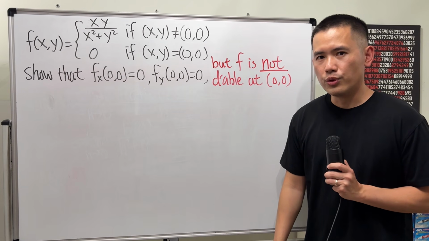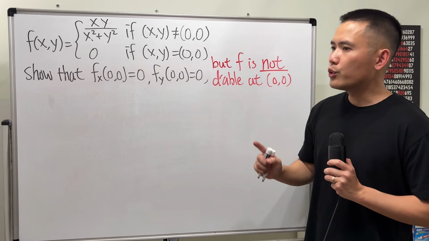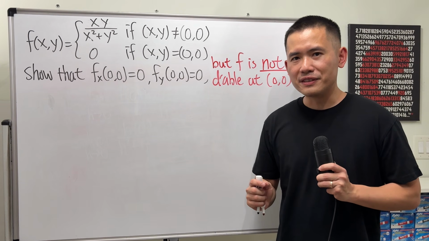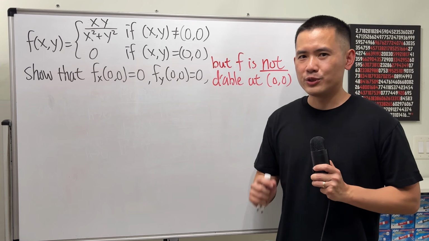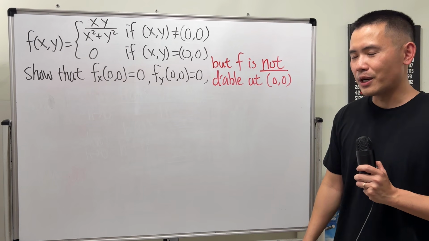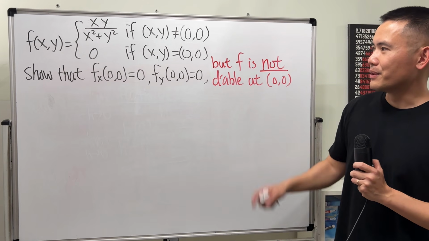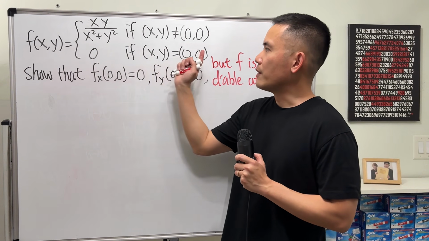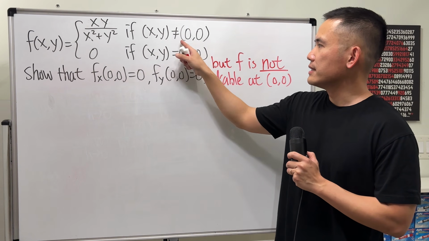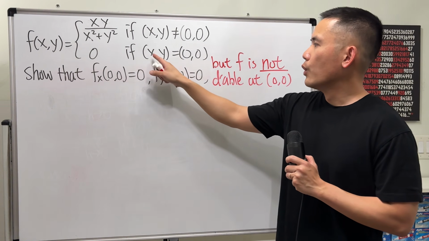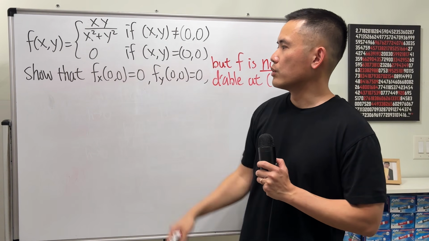In this Calculus 3 tutorial, I want to use this function to show you that partial derivatives behave very strangely compared to the good old Calculus 1 derivative when we just have one single variable. Let's have a look. So this is our function. Notice when (x, y) is not at the origin, we do this. When it's at the origin, we just get 0.